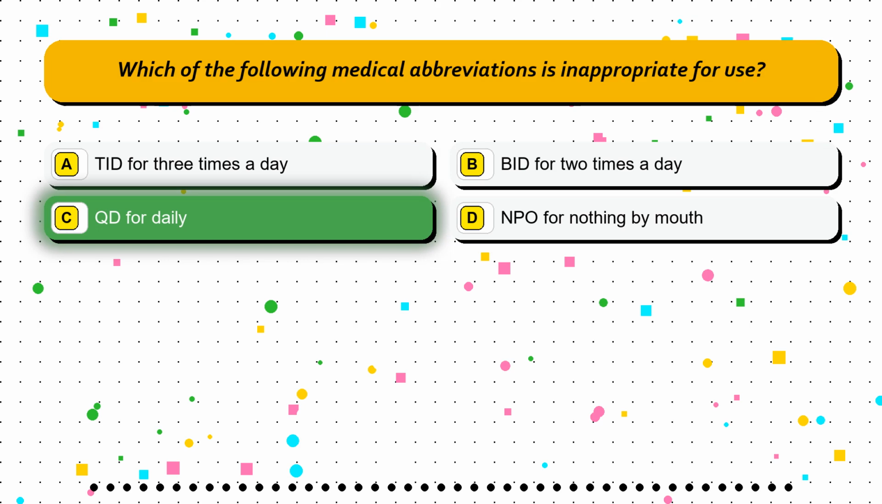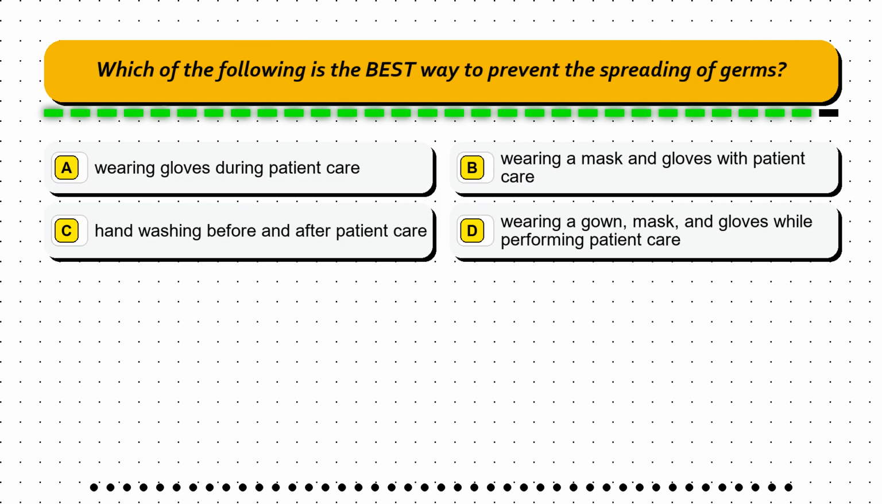The correct answer is option C, QD for daily.